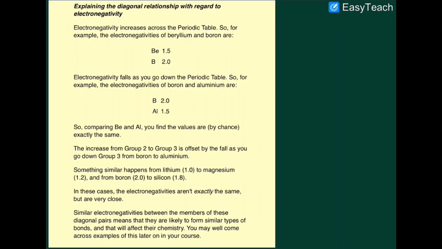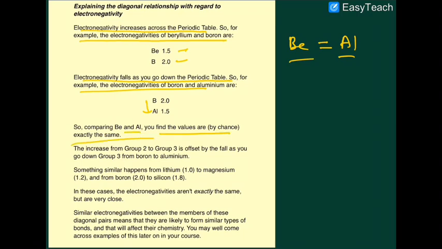Explaining the diagonal relationship with regard to electronegativity. The electronegativity increases across the period. For example, electronegativity of beryllium and boron are given. Electronegativity falls as we go down the group. So you have electronegativity of boron and aluminium. Now you can easily see that beryllium electronegativity and aluminium electronegativity are same. So comparing beryllium and aluminium, they have the same value.